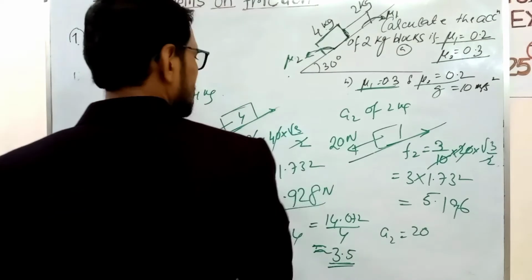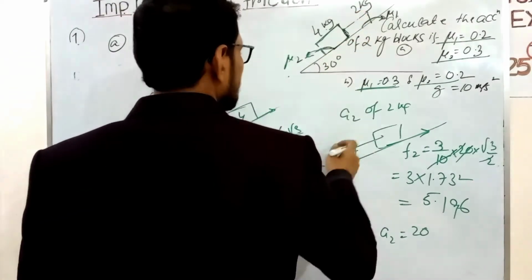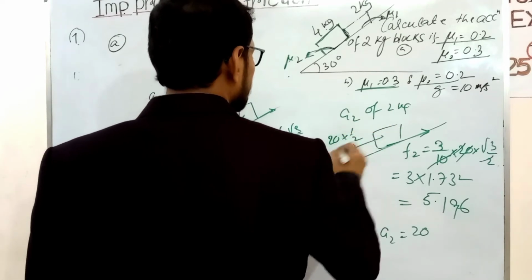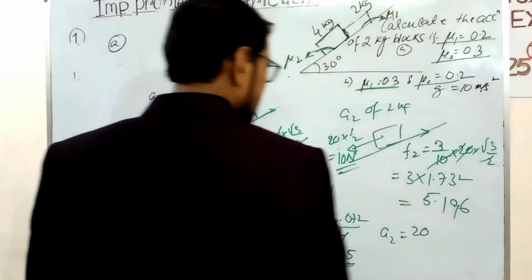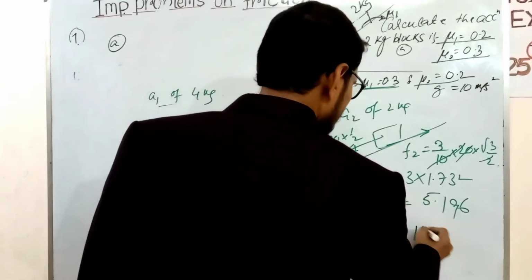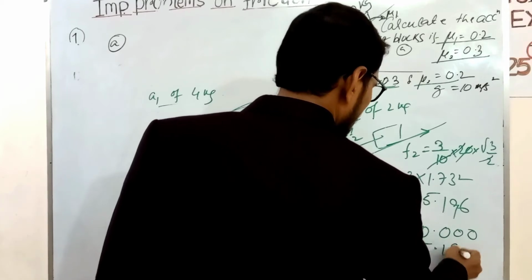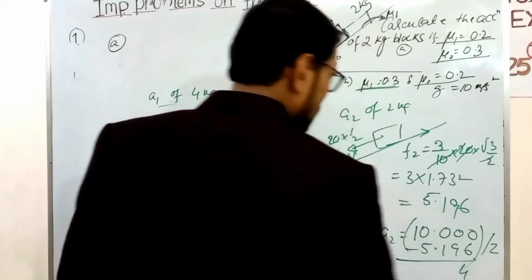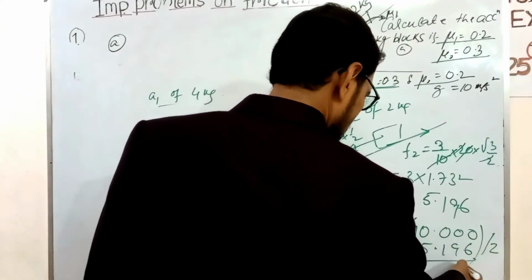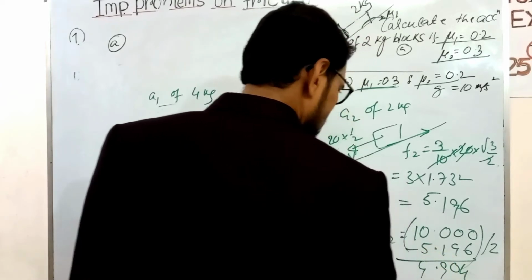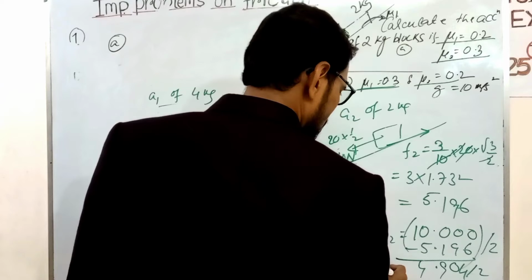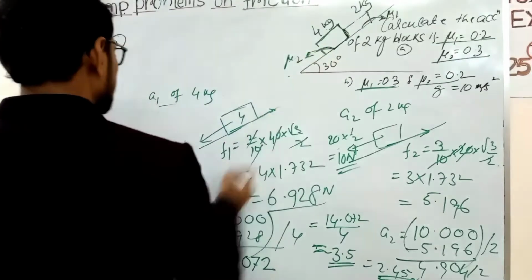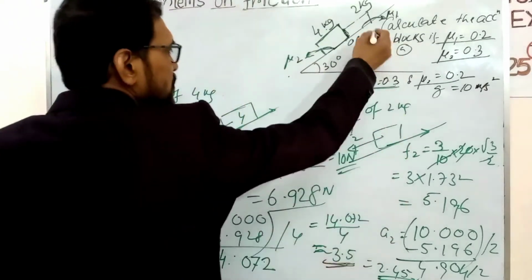For the 2 kg block, here mg sin 30 is 20 into half, that is 10 Newton. So the acceleration A2 of the 2 kg block is 10 minus 5.196, divided by 2. The subtraction gives 4.804, divided by 2, that is 2 point something, 2.45. Now the acceleration of this block, A1, is 3.5, and the acceleration of this block is 2.45.